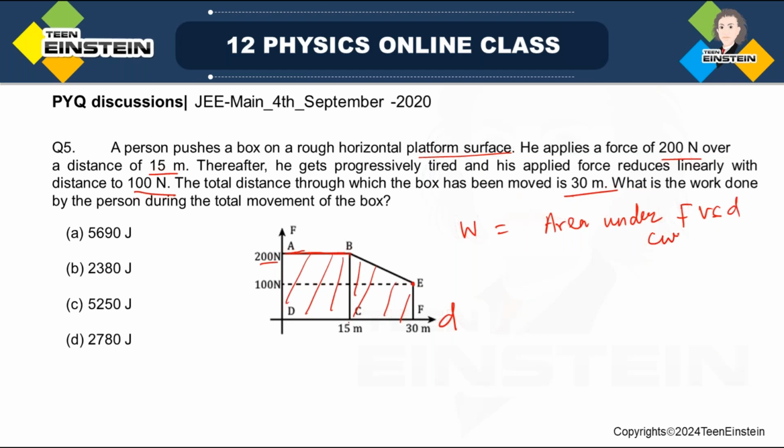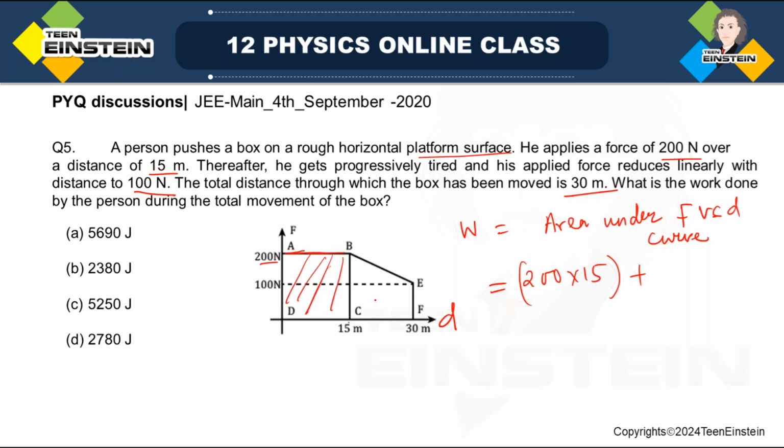To find the area under the F-D curve, the first part is a rectangle, so you will get 200 Newton into 50 meter, and the remaining part is this trapezium. So you have to find the area of this trapezium.